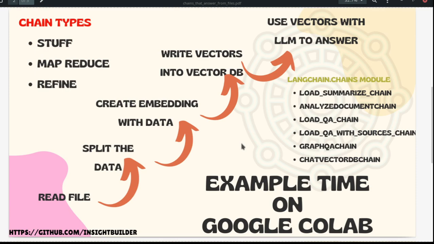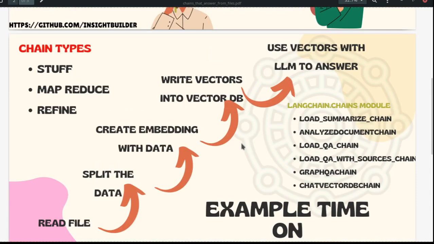What is the concept? Langchain has lots of modules, and among those modules we are going to use the modules called chains, and the chains contain various methods: load summarize chain, analyze document chain, load QA chain, load QA with sources chain, graph QA chain, and chat vector DB chain. All these kinds of chain do multiple activities with the file that you provide.